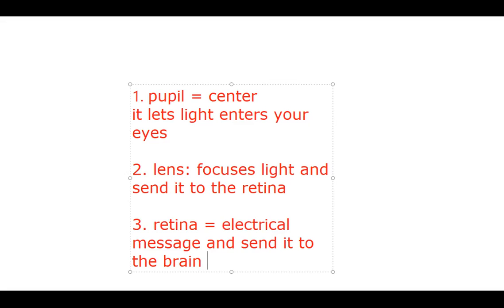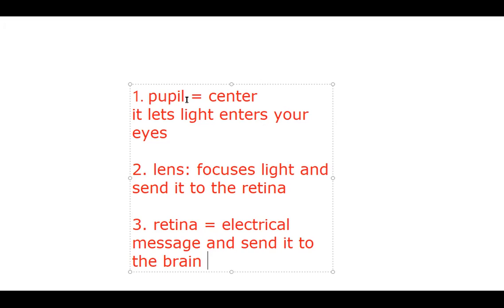And your brain, by the way, is like a computer. It interprets everything. It explains everything. Your brain tells you that this is a chair, this is a pencil, this is your teacher, this is your friend, this is green, this is white. Your brain is like a computer. It tells you what happened.